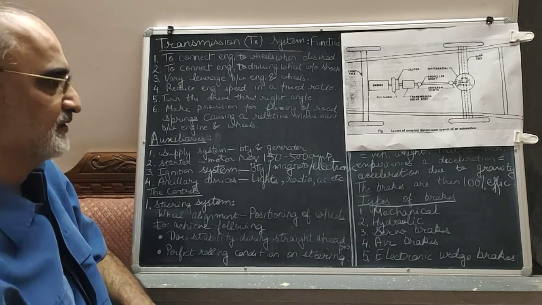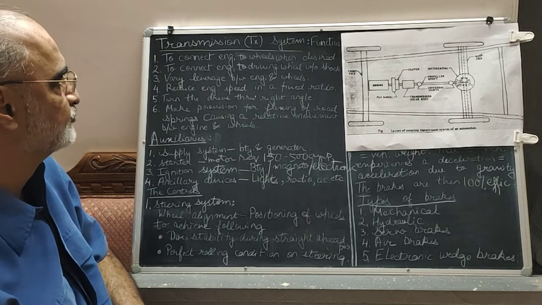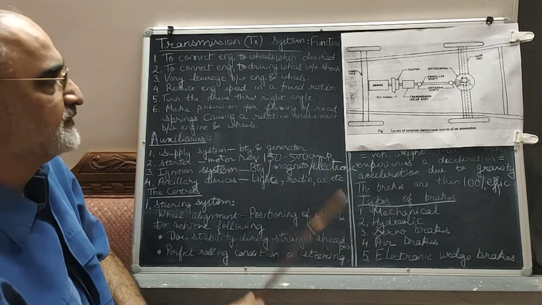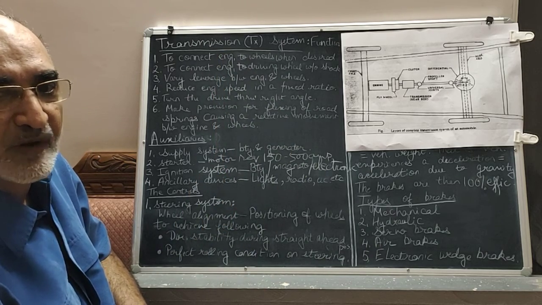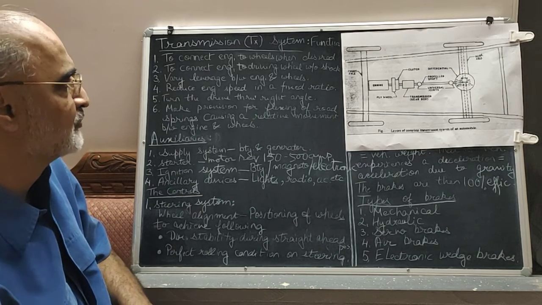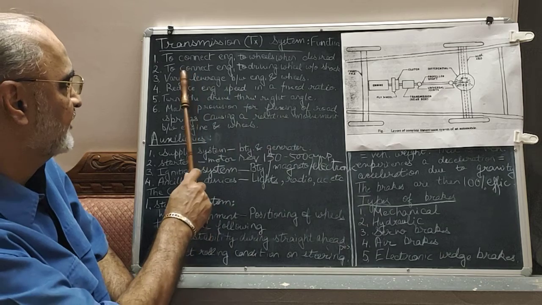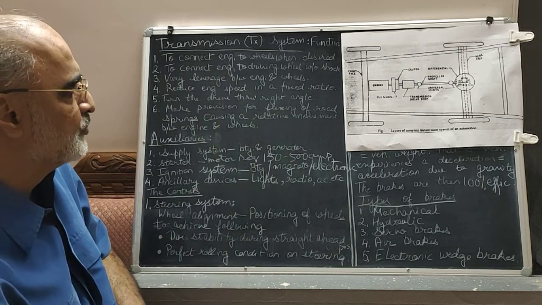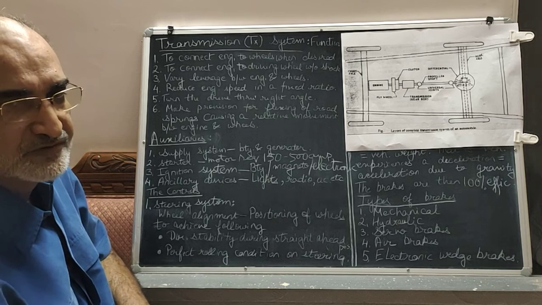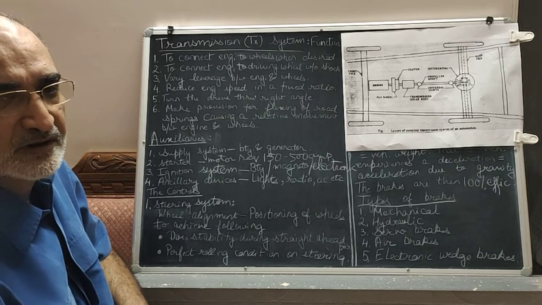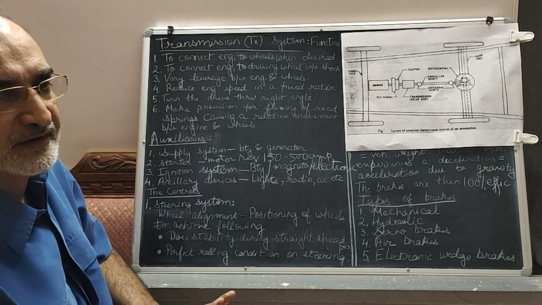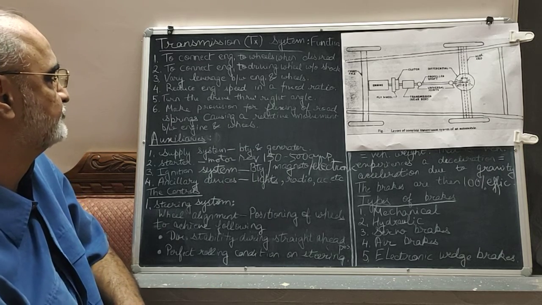So what is the function of all this transmission system? The first is to connect the engine to the wheels when the driver desires. Self-explanatory. Secondly, to connect the engine to the driving wheels without shock. That means there should not be a shock, through the clutch. Gradually we release the clutch and gradually the connection is made.